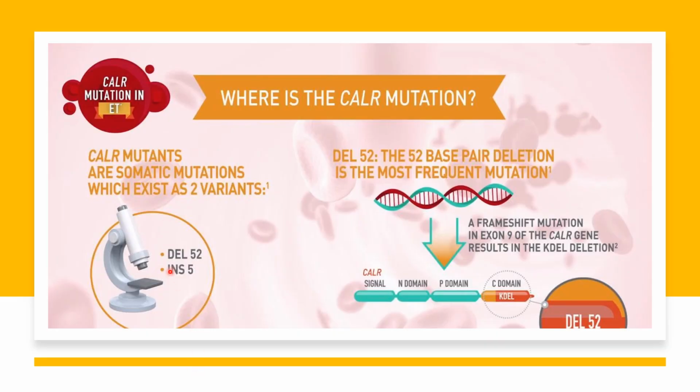The CALR mutations found in patients were either small insertions or deletions in the narrow region of exon 9 of the CALR gene. A 52 base deletion and a 5 base insertion account for approximately 80% of all CALR mutations. More than 50 types of CALR mutations have been reported so far, but all of them are small deletions and insertions.